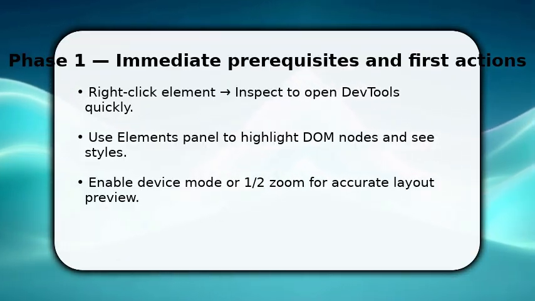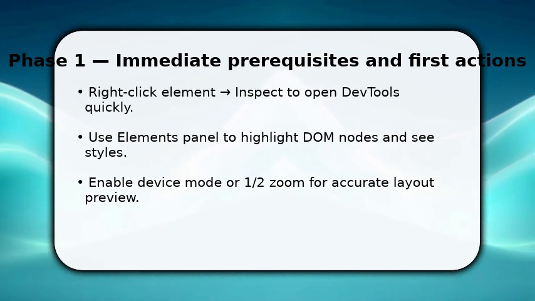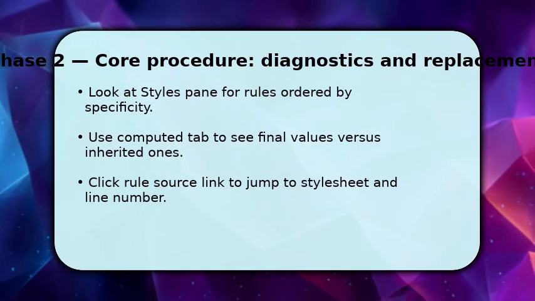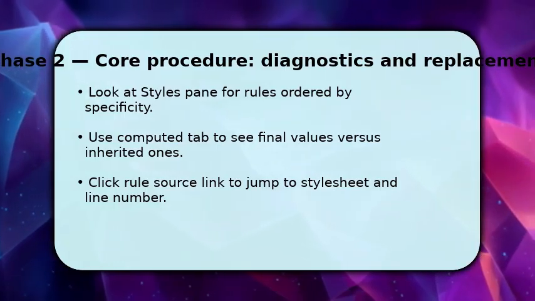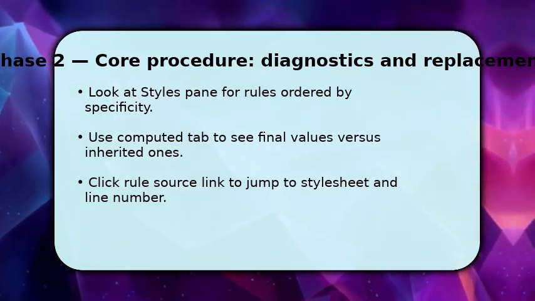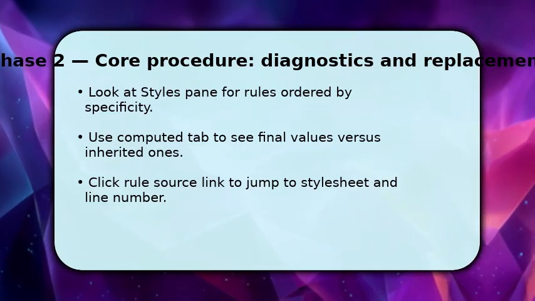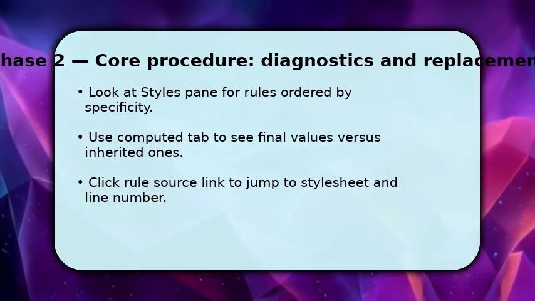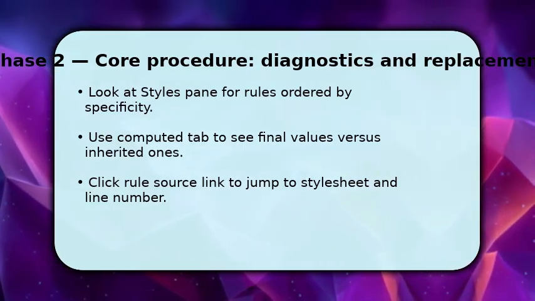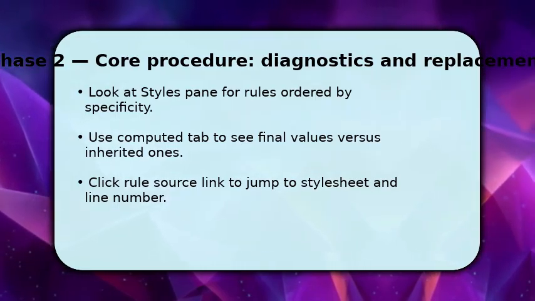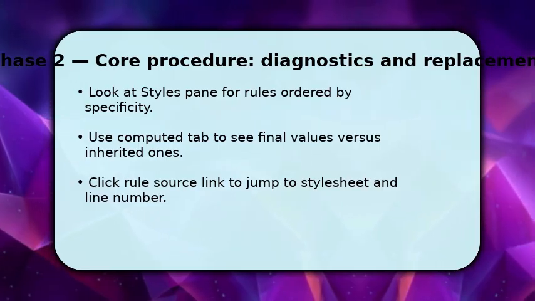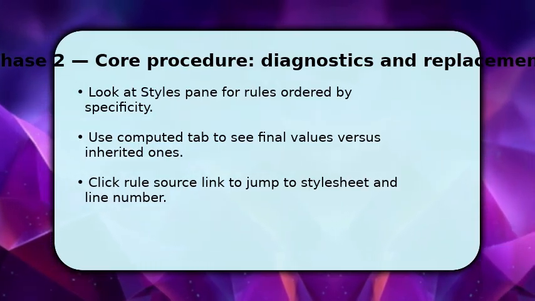With the element selected, focus on the Styles pane. You'll see CSS rules in cascade order, which explains why one rule overrides another. Once you read them, switch to Computed to confirm final values and spot inherited properties. If a value looks wrong, click the file name or line number to jump to the style sheet. This reveals the original rule and makes edits simple. Also, toggle or uncheck declarations to test changes.